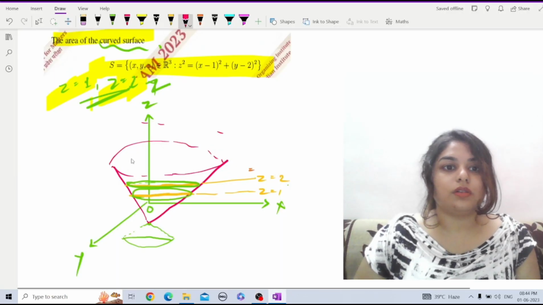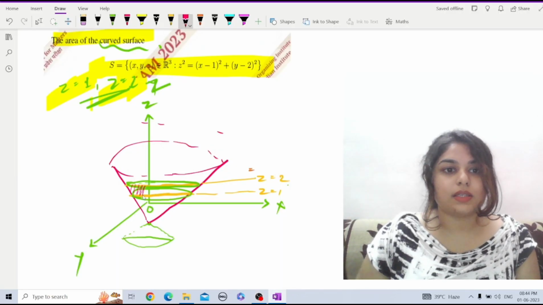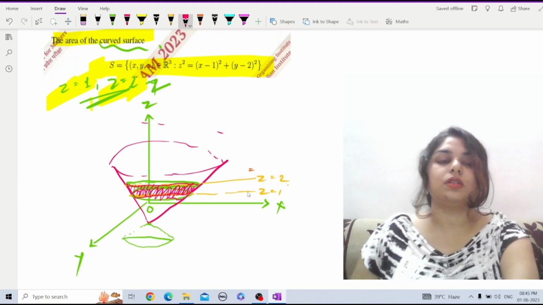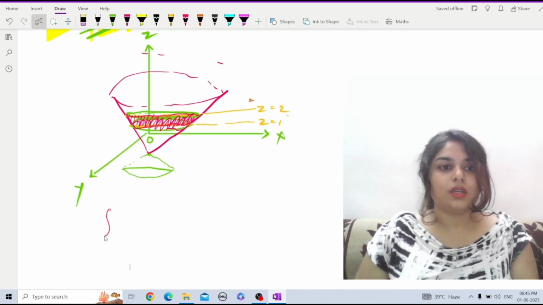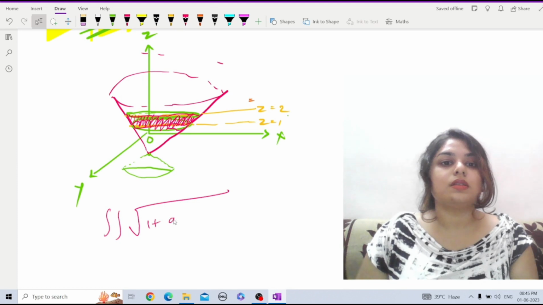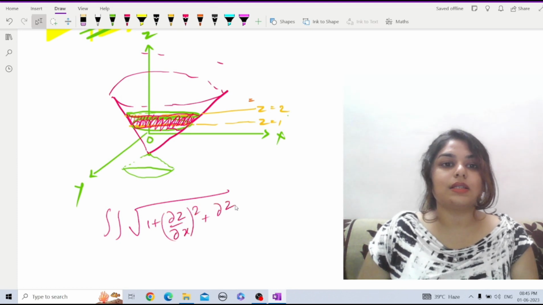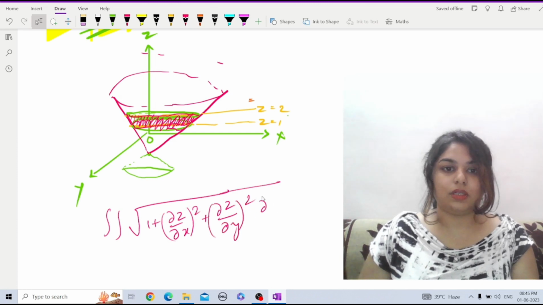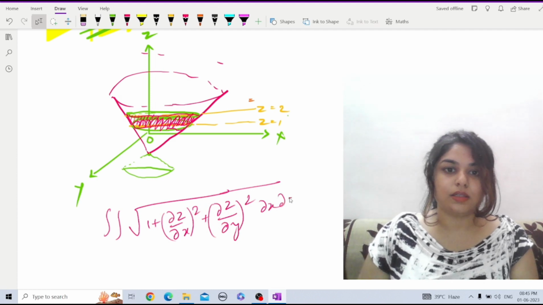Here we have to find the surface area, which is basically this area, right? The surface area is bounded by these two. So the formula for the surface area will be the integration of root over 1 plus (delta z by delta x) whole square plus (delta z by delta y) whole square, delta x delta y.